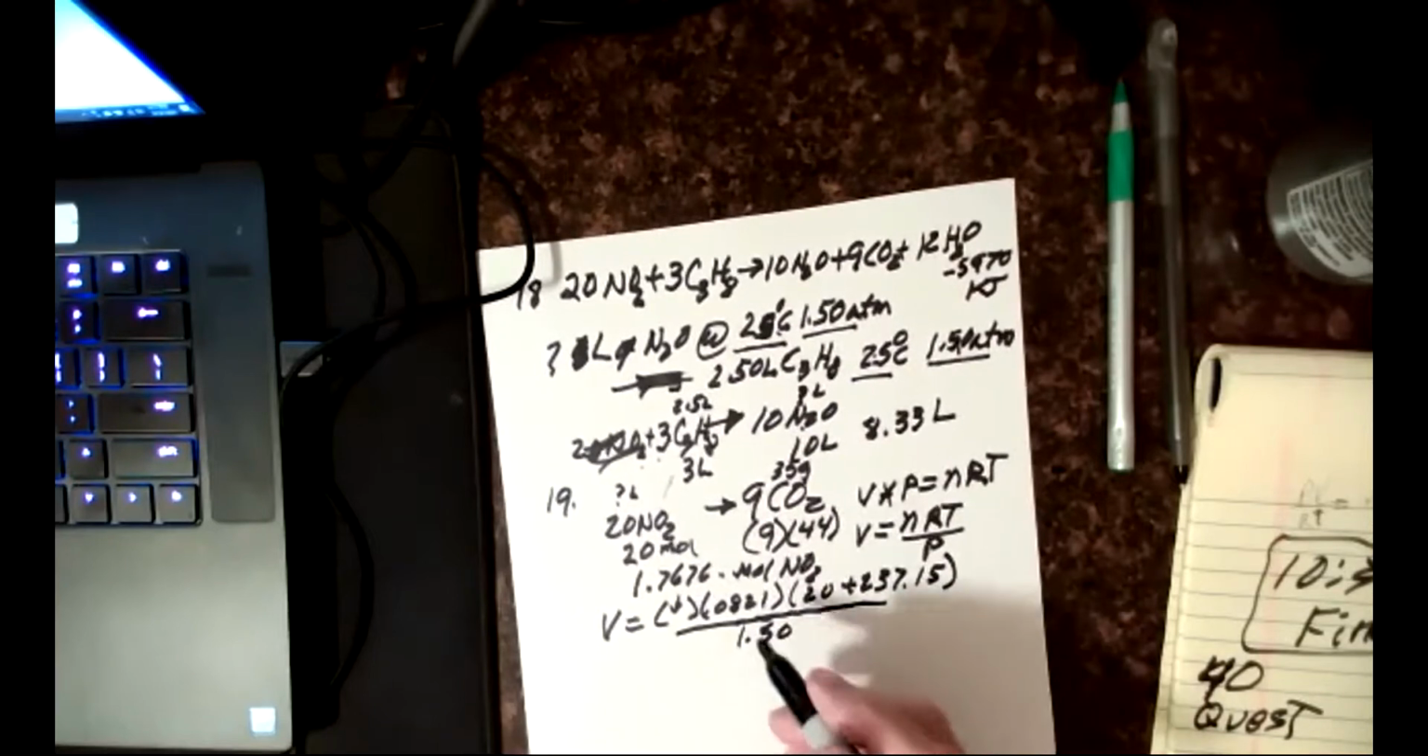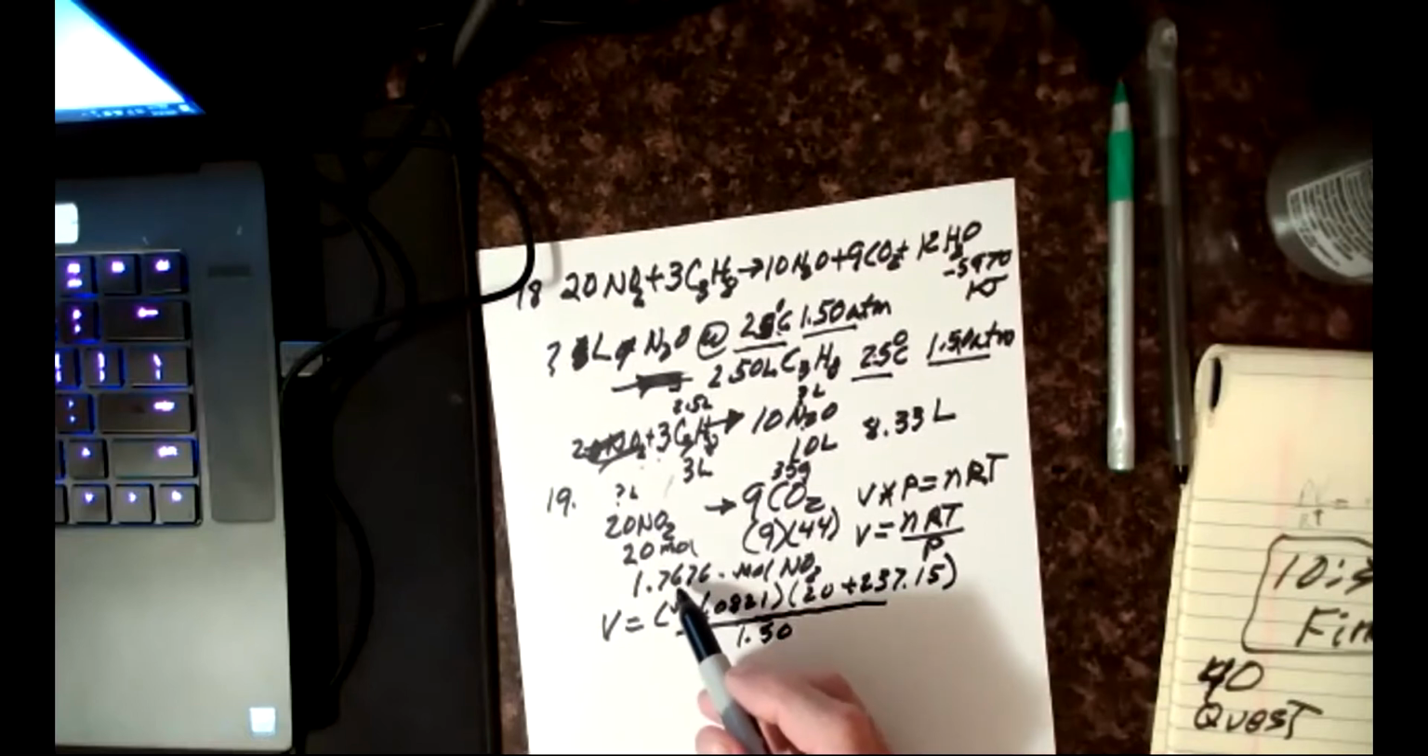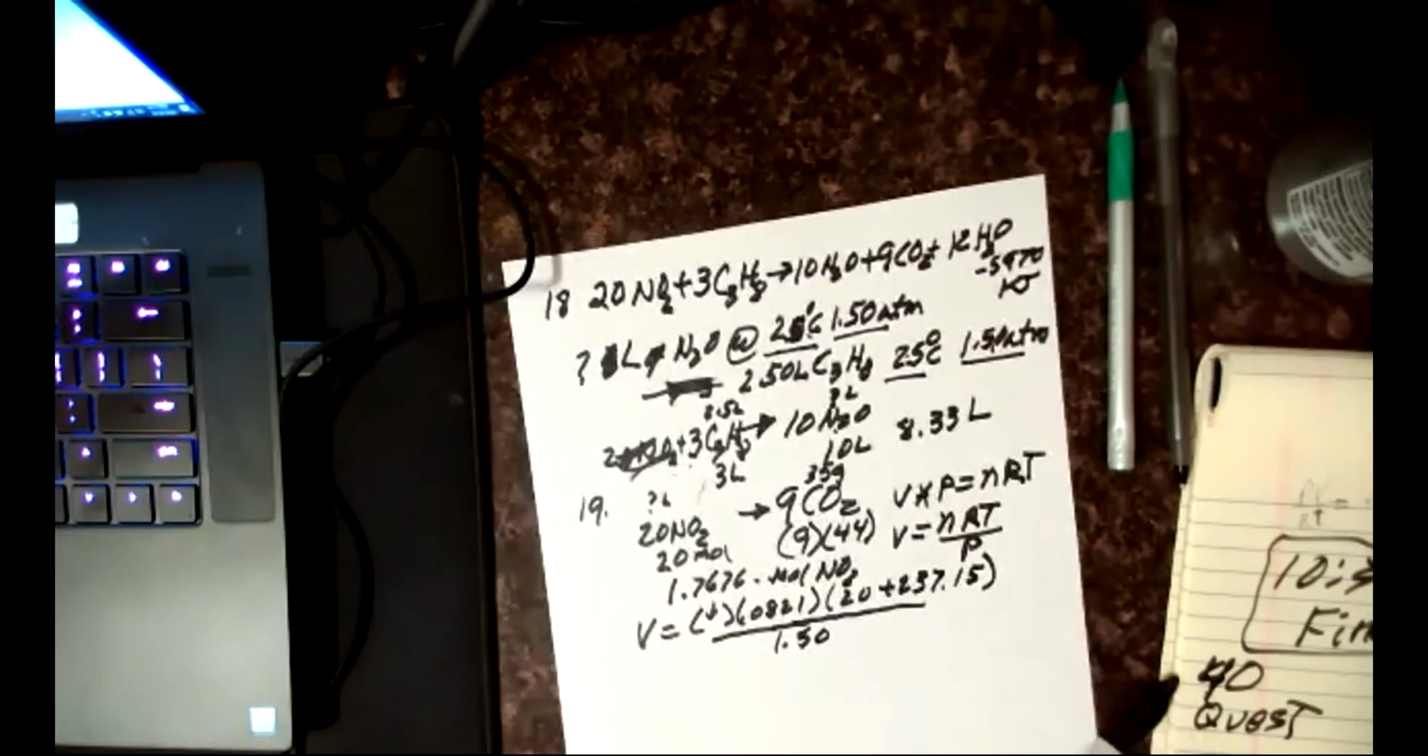Okay, so I've got my numbers. The number of moles is on my screen. So it's times 0.0821 times the left parenthesis 20 plus 273.15 close divided by 1.5.